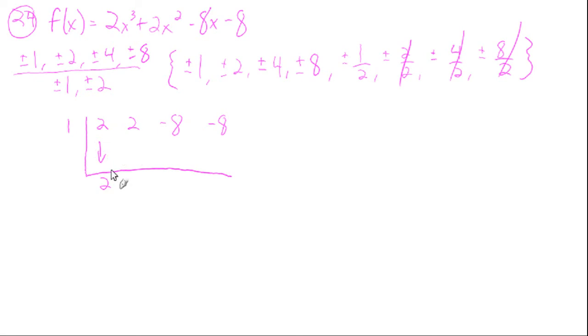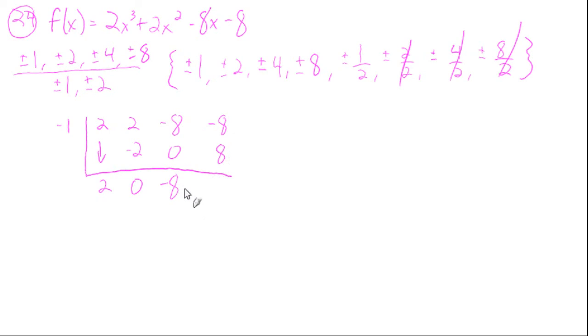Pull down the 2. 1 times 2 is 2. Then we get 4. Then we get negative 4. And then we get negative 4. That's no good. This is giving us a negative 12, and that's not what we want. So let's back up, and we will try now negative 1.